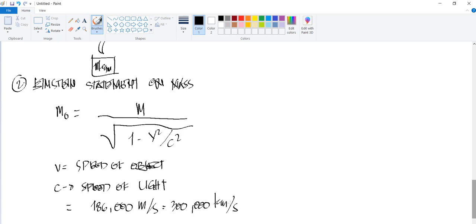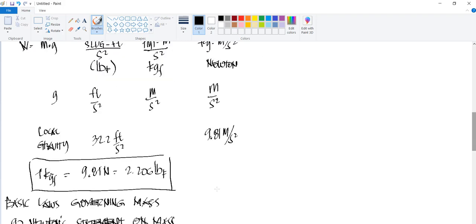That means the observed mass is inversely proportional to the square root of 1 minus v squared over c squared, the velocity over the speed of light. Then we have another.